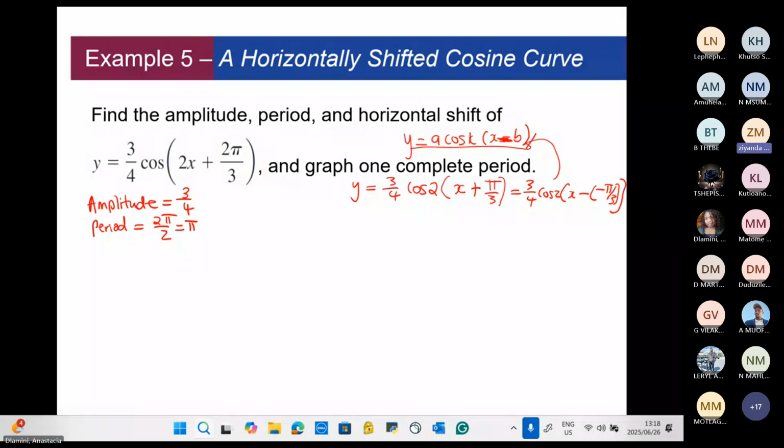Why can't the k be negative, ma'am? Because k is a positive number. It can never be a negative number. Okay, thank you.